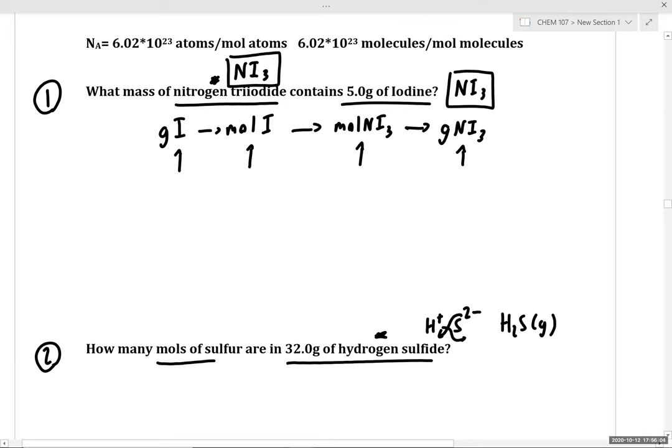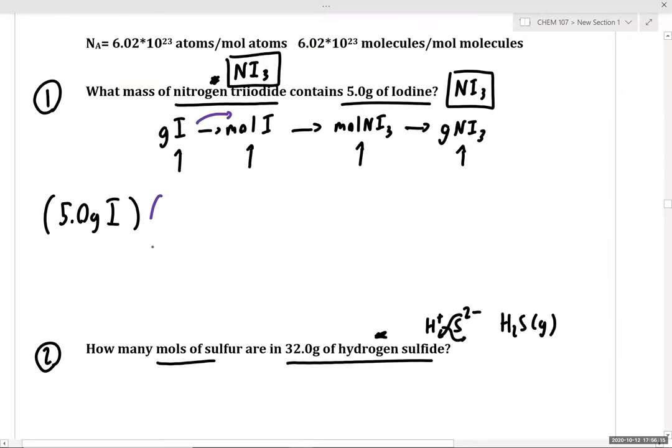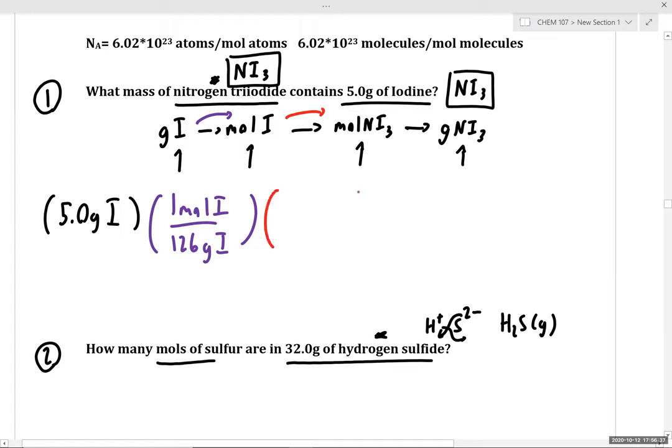Okay, so now that we have our conversion map established, we're going to start off with our mass of iodine. And we're trying to go from the mass of iodine to the moles of iodine. And to accomplish that, we're going to need our molar mass. So in 1 mole of iodine, we have 126 grams of iodine. Next, we're going to go from the moles of iodine to the moles of nitrogen triiodide. So in this case, my question to all of you is, how many moles of nitrogen triiodide do I have per mole of iodine? What is our mole to mole ratio? 1, 2, 3. Yep. We have 1 mole of nitrogen triiodide for every 3 moles of iodine present in that sample.